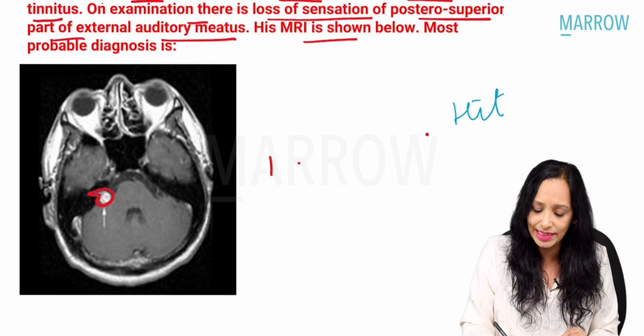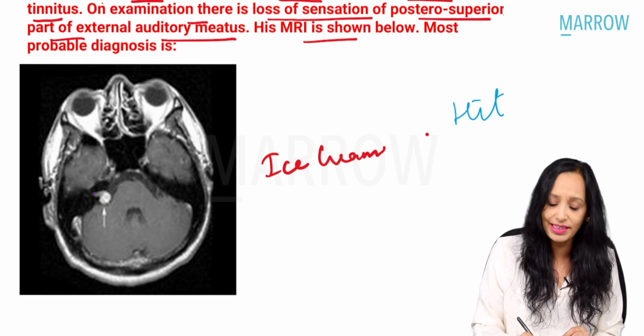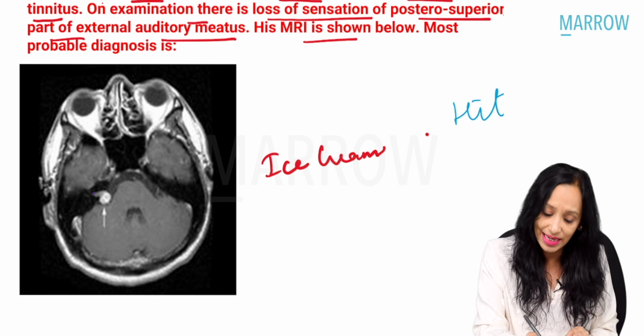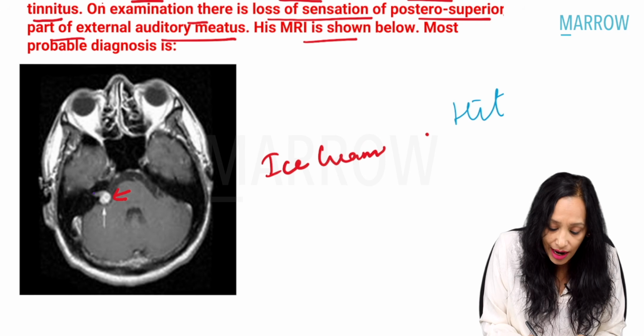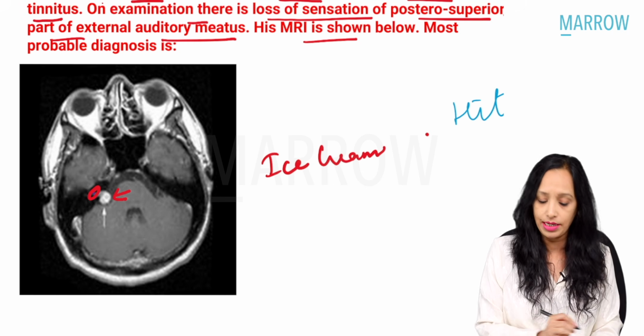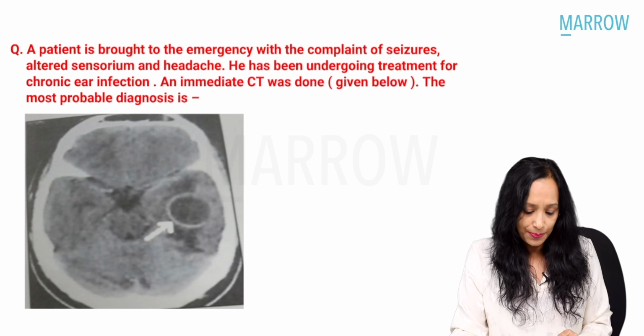This is known as the ice cream cone, and what this is telling you is that yes, this is a tumor of the CP angle, but this arises from where? It is arising from the internal acoustic meatus, and then it is coming into the CP angle, right?